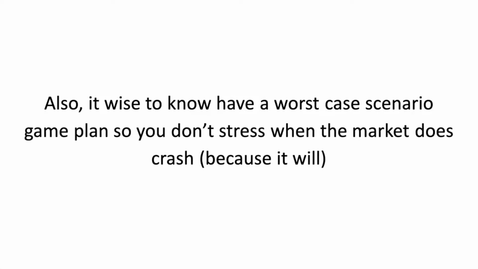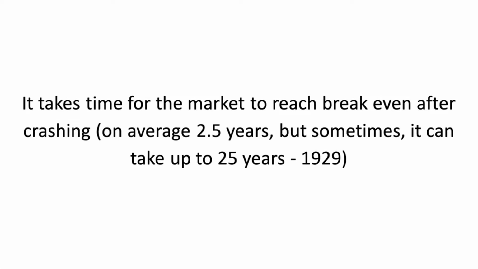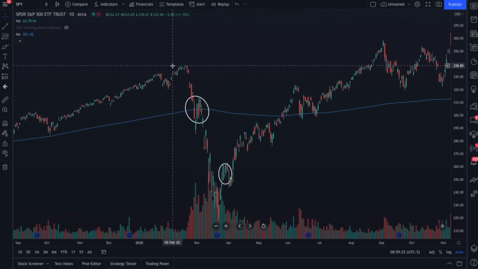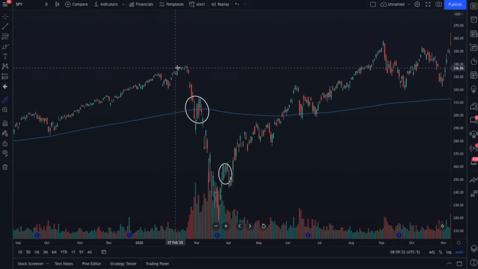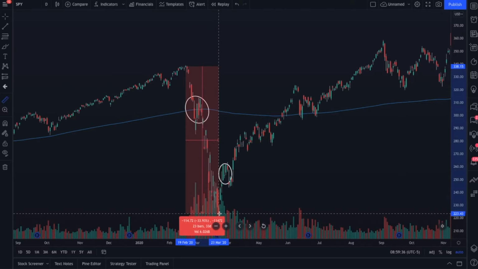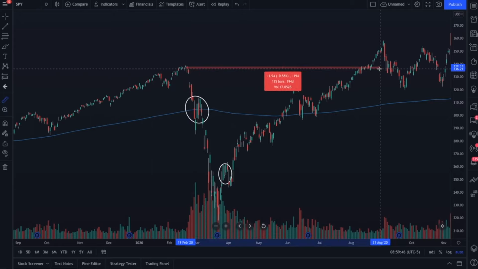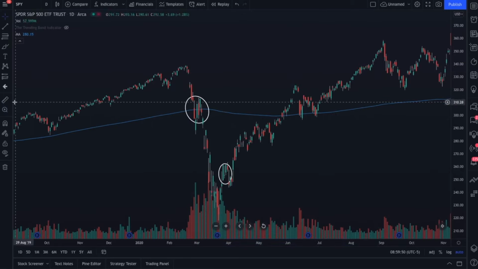And with that, when crashes come, it's also wise to have a worst case scenario, right? We know the market is going to crash, and so we need to know how to prepare and plan for that, because we don't need to be stressing when a crash happens. Also, it takes time for the market to reach break even after crashing, right? Let's check this out. For instance, this is a great recovery. This recovered super fast. But as you can see here, if you invested here at 338, it crashed. It took about 34 days to crash. But then it also took another 177 days total to actually reach back to break even. So you reach this level again after almost half a year. And so that's half a year of missing out on returns, right?